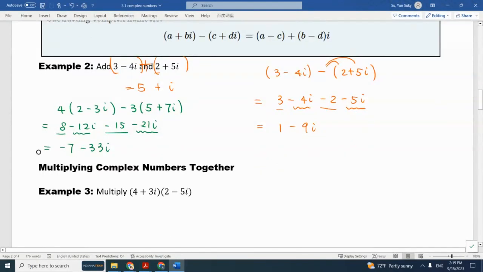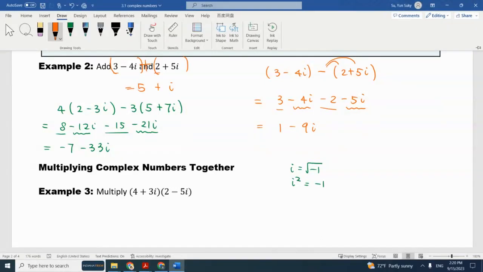Okay, now let's multiply complex numbers together. So you use the rule that i is the square root of minus 1, then i squared will be minus 1. So you use this rule. Okay. Now let's multiply them.